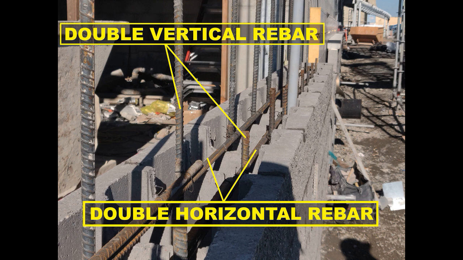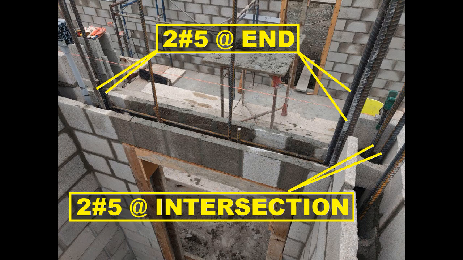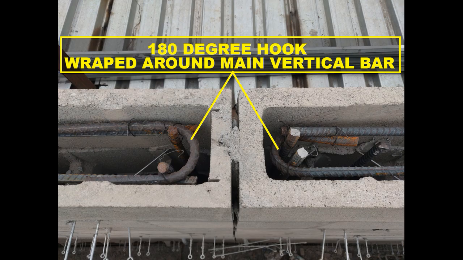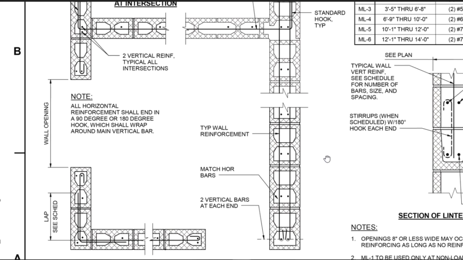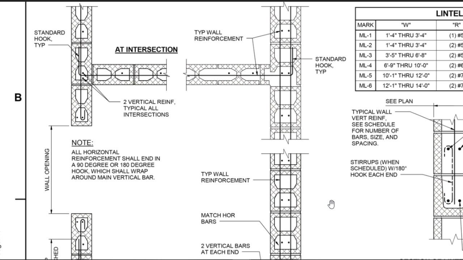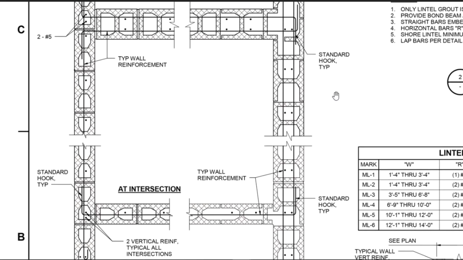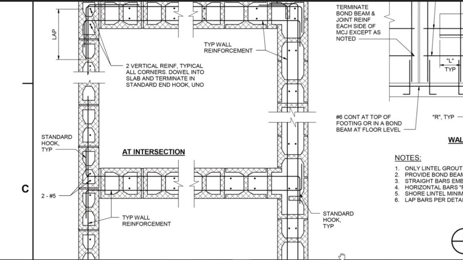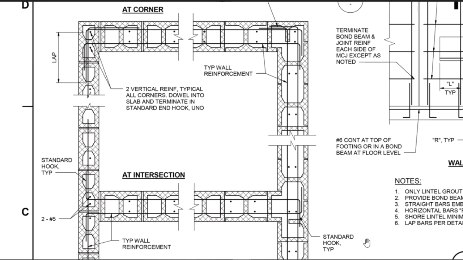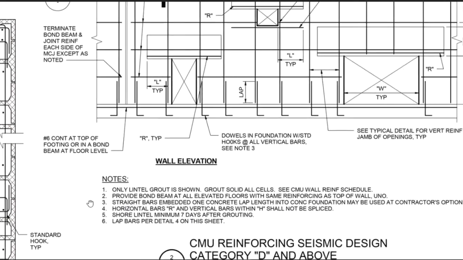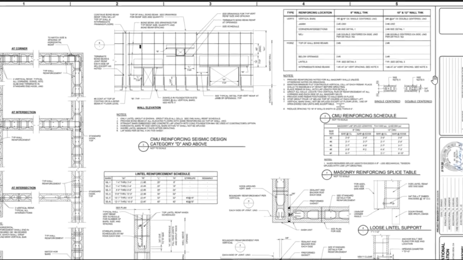In the attached pictures, you can see 12-inch CMU wall with double vertical and horizontal rebar. 2 reinforcements at intersection and 2 at the end of the 8-inch wall. 180-degree hook wrap around main vertical bar. Let's continue to review detail 1. We can find typical reinforcement, standard 90-degree hook. Intersection details. Lap splice. Reinforcement at corners.